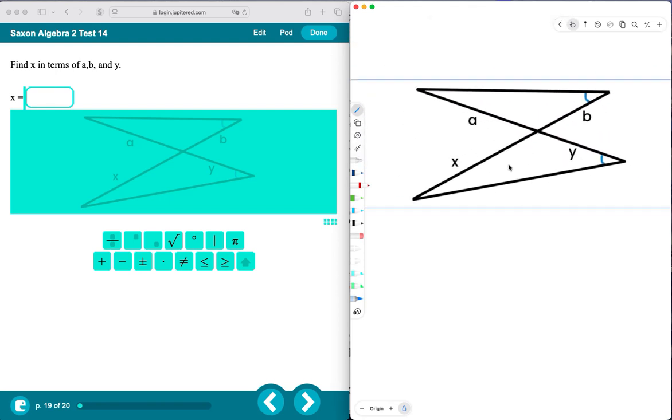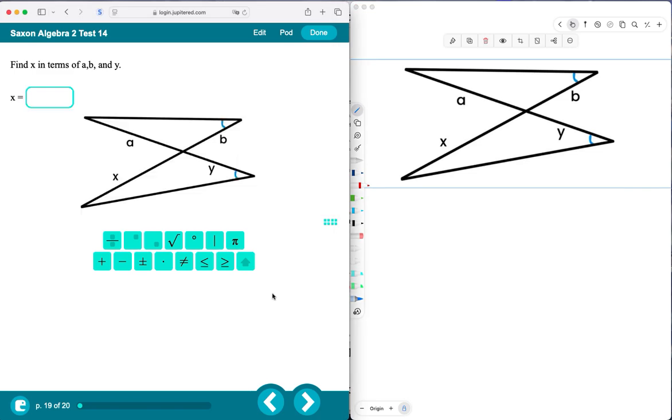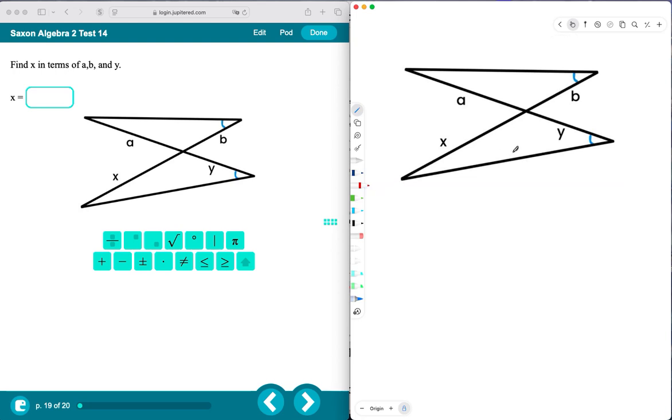Make it big enough to see. There we go. All right, so we are finding x in terms of a, b, and y. We have to figure out what is corresponding to one another. So we know that vertical angles correspond. So these two are going to correspond. And we're told these two are the same angle. So that means then that these are going to be the same angle as well.